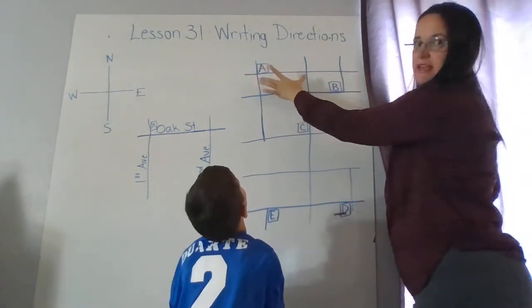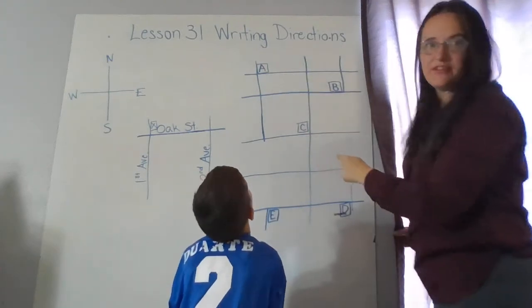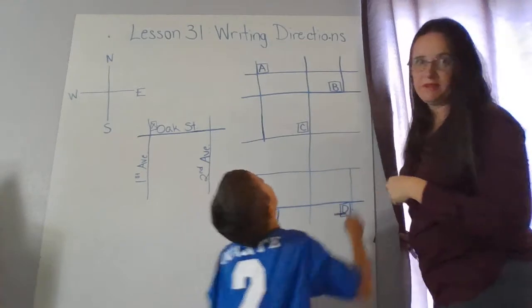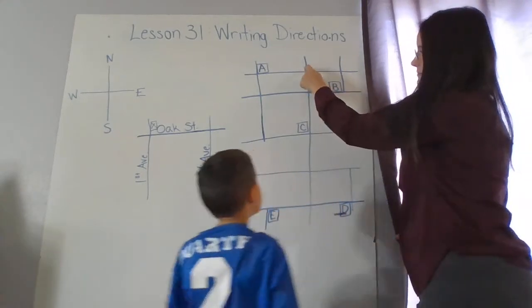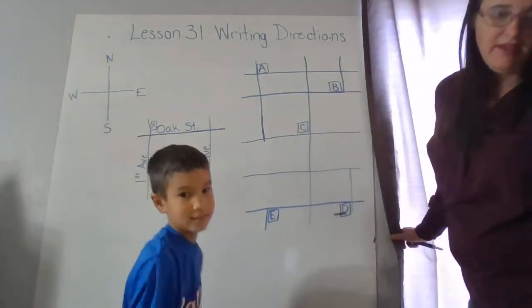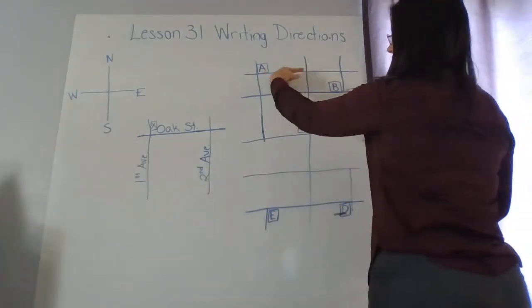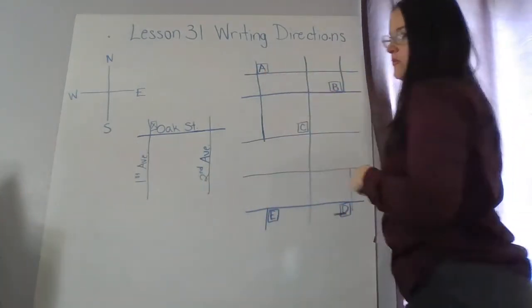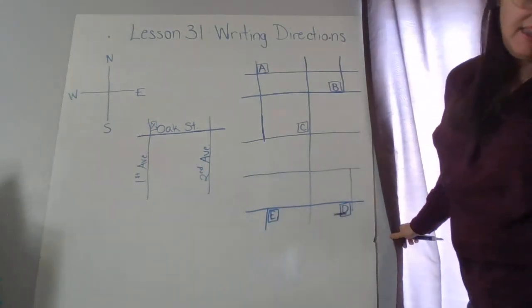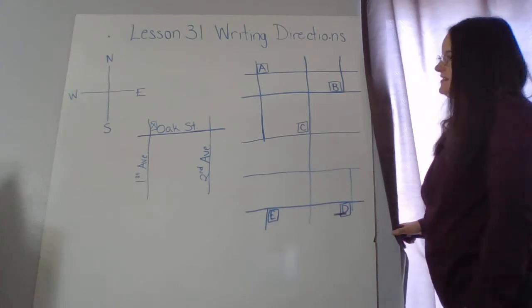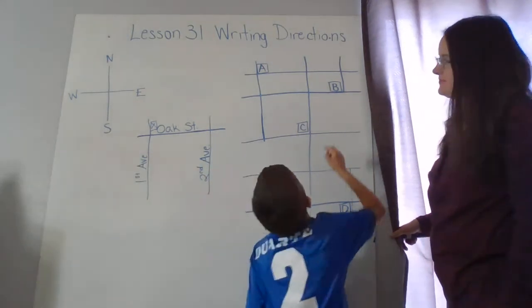A block is measured by the streets that intersect it. So from this intersection to this intersection would be 1 block. So if we're traveling east 1 block, we're right here. Okay, then turn right. So keep in mind, you're facing this direction and you want to turn right and travel south 2 blocks. So where will you be then?